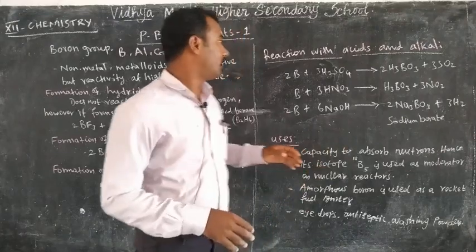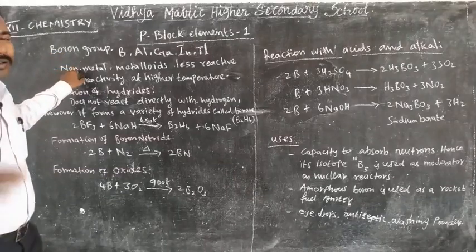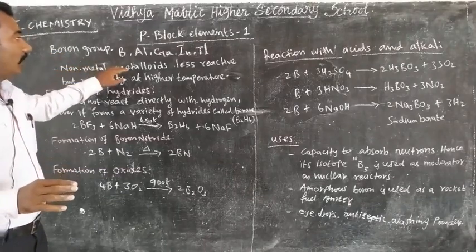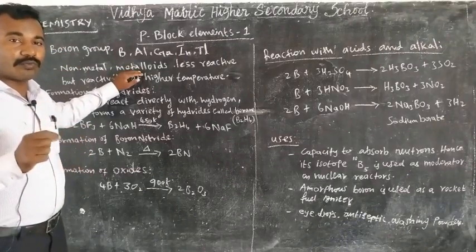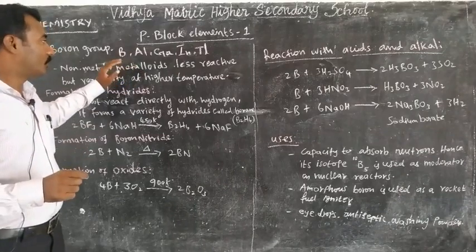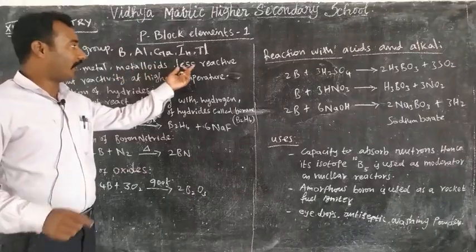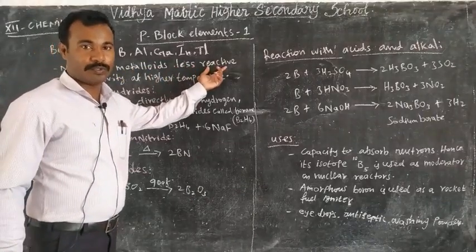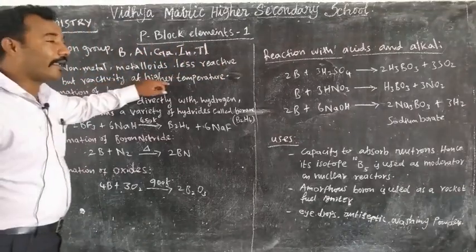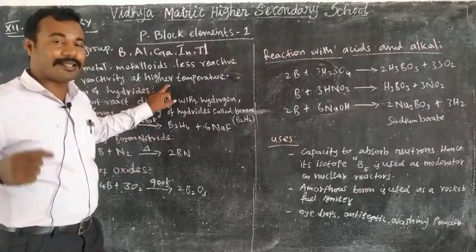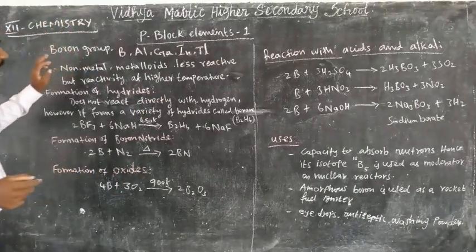Now we see that boron is a non-metal, not a metal. As already told, in the 13th group only boron is a metalloid, so it has metalloid properties. Boron is less reactive, but its reactivity increases at high temperature. When we increase the temperature, it becomes more reactive. That is very important about boron.